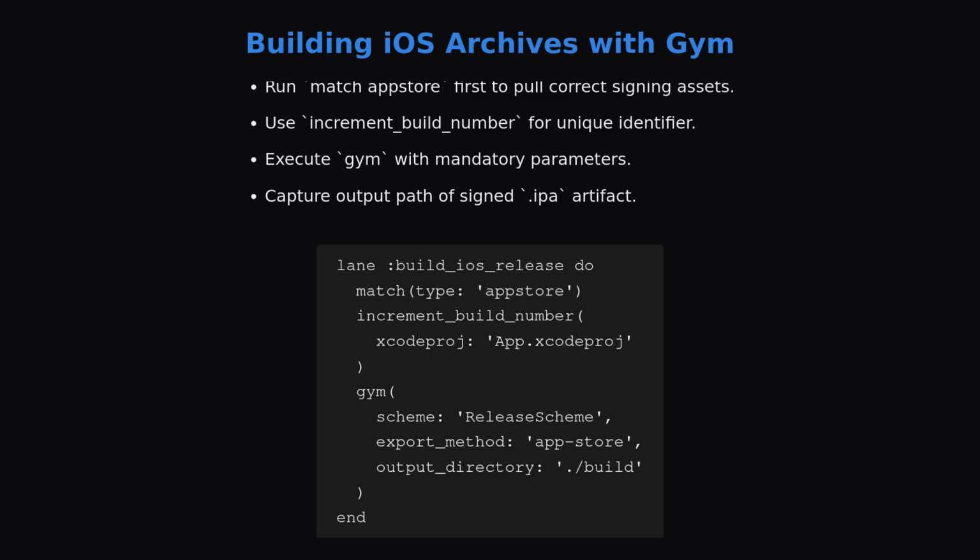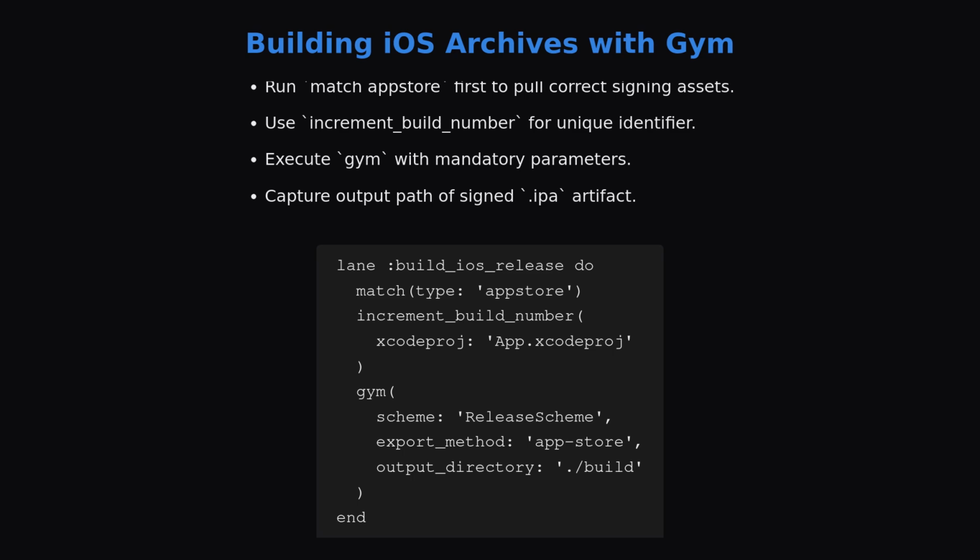Define a dedicated lane within the Fastfile specifically for iOS building. We utilize the gym action for compiling the application and packaging the archive. Specify mandatory parameters for gym: the scheme name, the configuration, typically release, and the export method, which must be app-store for submission or ad-hoc for internal testing.